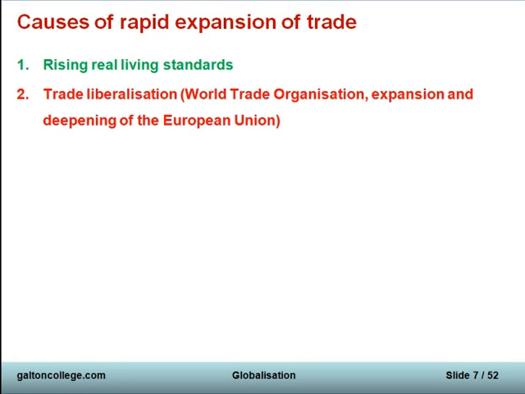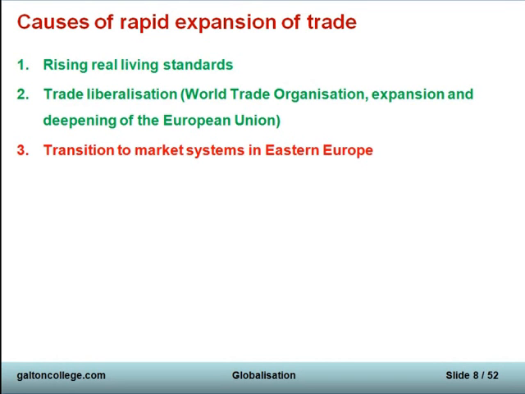Secondly, there has been a push on the part of governments and international organisations to try and liberalise trade, make it easy to trade across boundaries, to reduce tariff barriers and obstacles. And those have been quite effective. So the World Trade Organization, for example, the European Union and many others have tried to reduce the barriers.